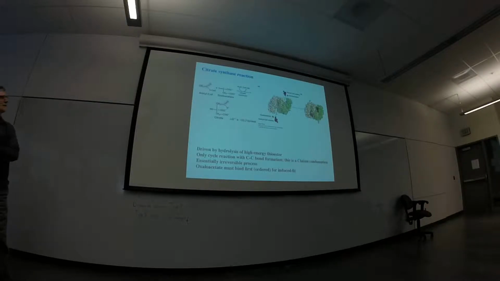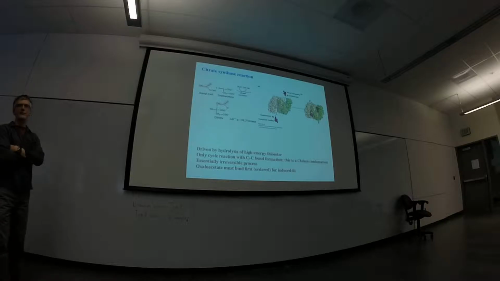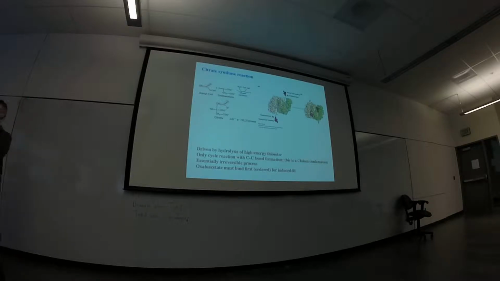Citrate synthase is a Claisen condensation, a carbon-carbon bond formation reaction that's driven by that release of free energy in the high-energy thioester bond. And the overall delta G, the standard state of this, is similar to what you can get out of that thioester bond.